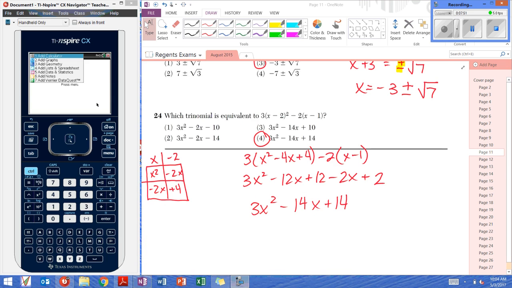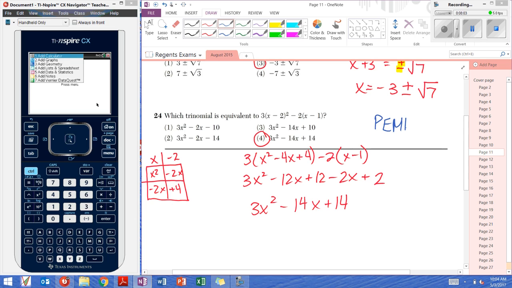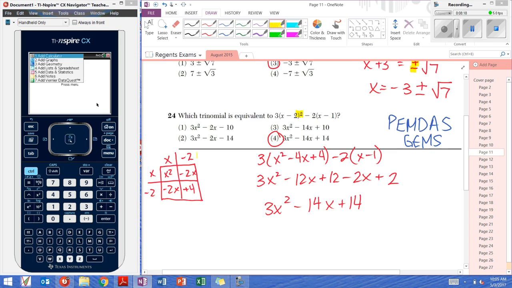Looking at question number 24, this was a simplifying polynomial question. There was a lot to this, so we had to follow order of operations, so PEMDAS or GEMS, whatever you use to help you. The first thing that you should have noticed is that exponents were what we needed to do first. It's cut off a little bit, so let me scroll over here. That's what I did over here.